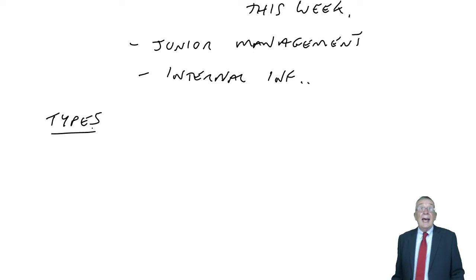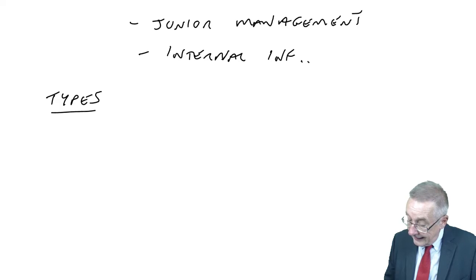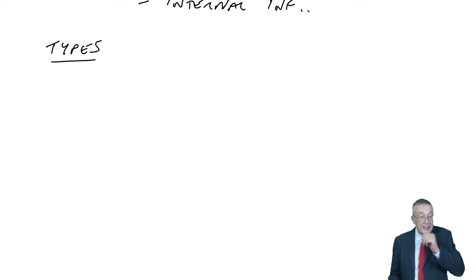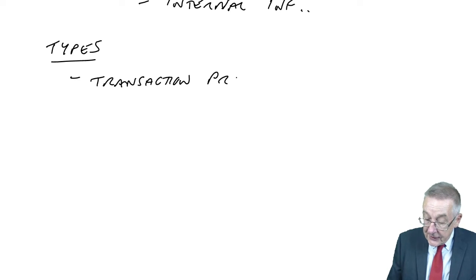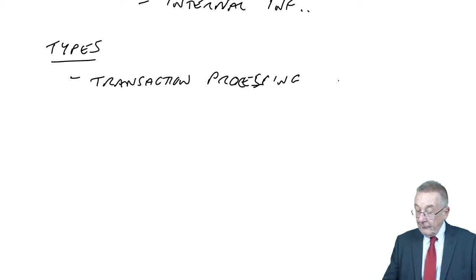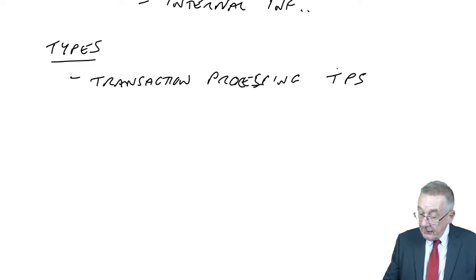And you've got a list there, very much terminology, but still. First of all, what we call transaction processing. System or software, the 2 words are interchangeable. Transaction processing, TPS.